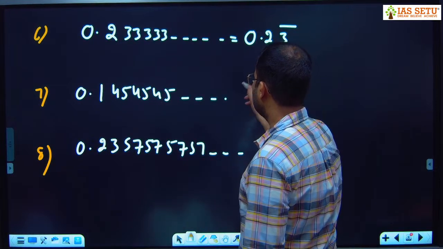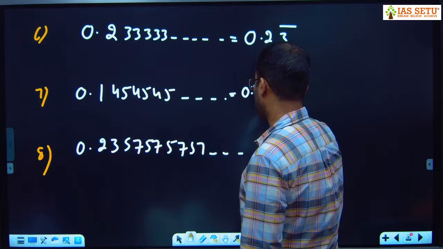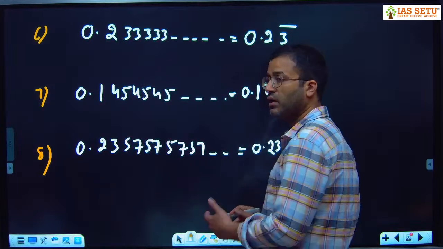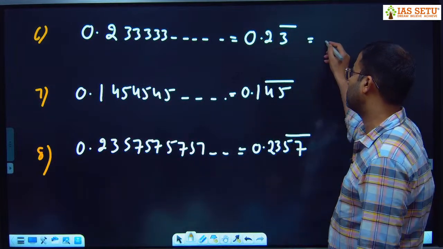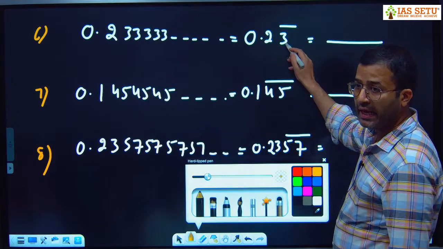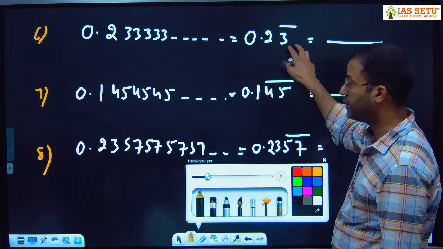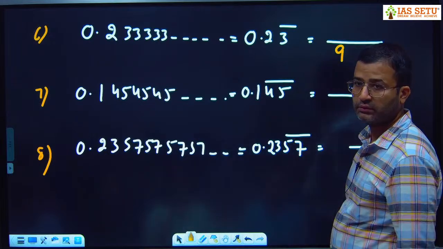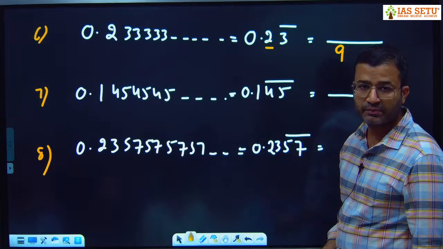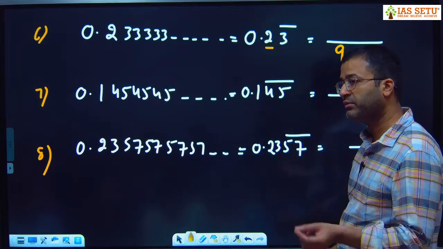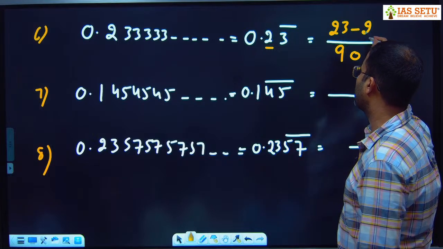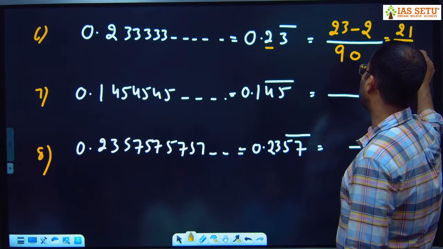0.2 bar on 3, 0.1 bar on 4 5, 0.23 bar on 5 7. If Type 2 is understood, Type 3 is easier than this. Now here, as many 9s as many digits under the bar: there is one digit under the bar, one 9, followed by as many 0s as many digits between the decimal and the recurring part, one 0. Numerator is total number minus non-recurring part, so it is 21 upon 90.